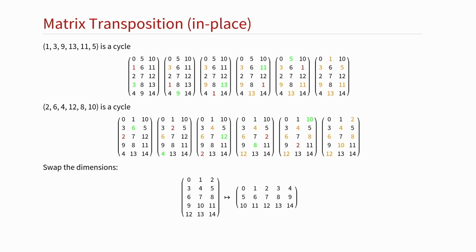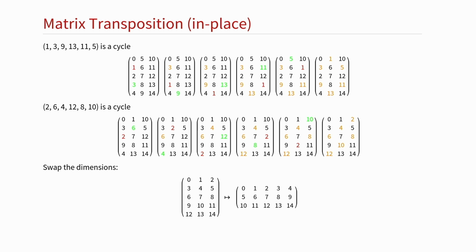Then I need to swap 1 and 13. 13 goes down here. Then I need to swap these 2. And then finally I swap those 2. And all the ones in orange are now in the right place in the transpose. And then I go through another cycle and do exactly the same thing, swap 2 and 6, and then swap 2 and 12, et cetera. And I end up with this. And if I just reshape it, just changing the dimensions, this is the transposed result of the original thing that we started with.